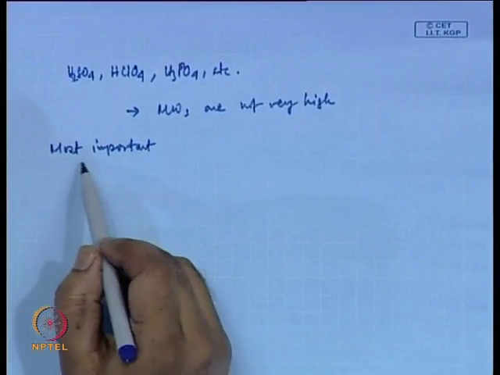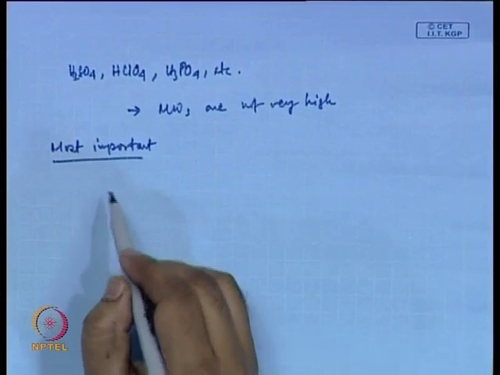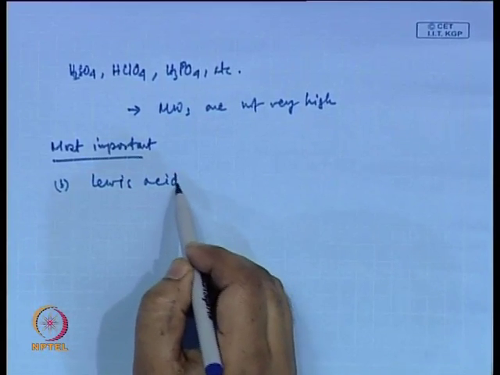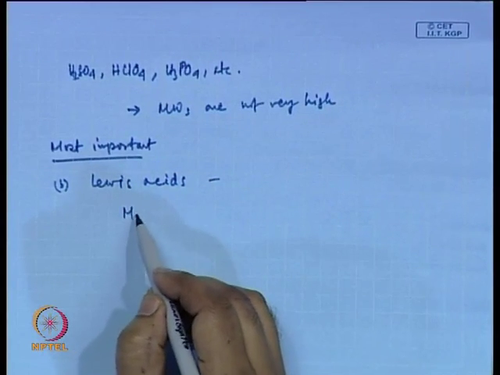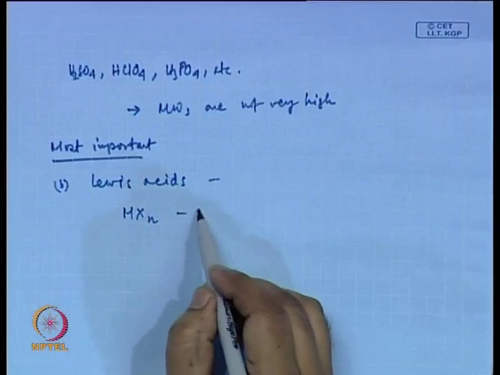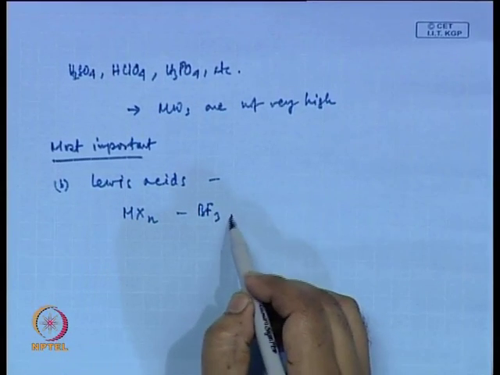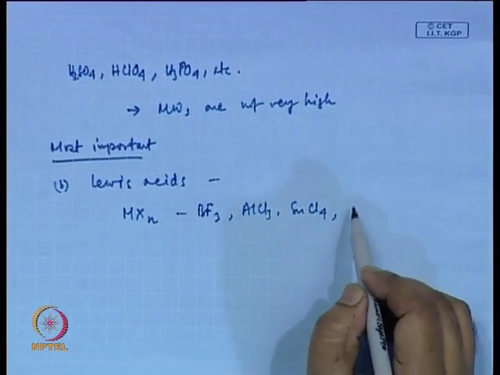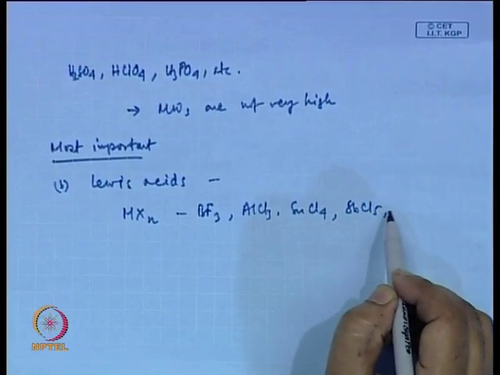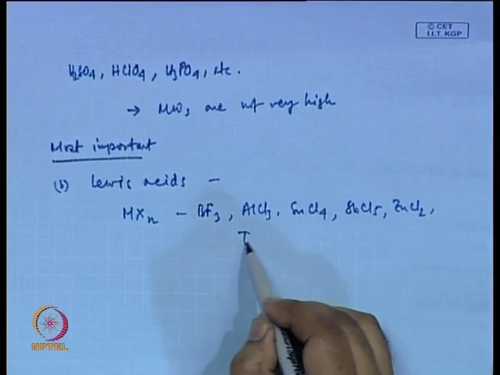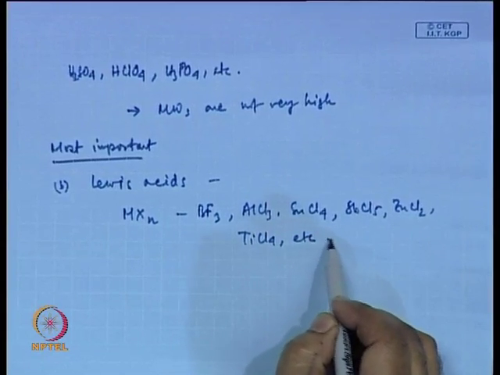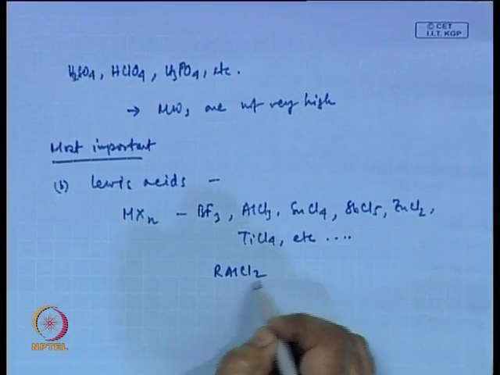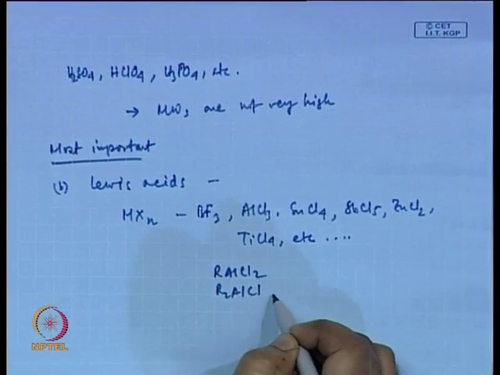So the most popular and most important electrophilic reaction is the reaction of the monomer with Lewis acids. I can write a generic structure like MXn for a Lewis acid. Examples could be BF3, AlCl3, SnCl4, SbCl5, ZnCl2, TiCl4 and so on, or their organometallic derivatives like RAlCl2 or R2AlCl and so on.